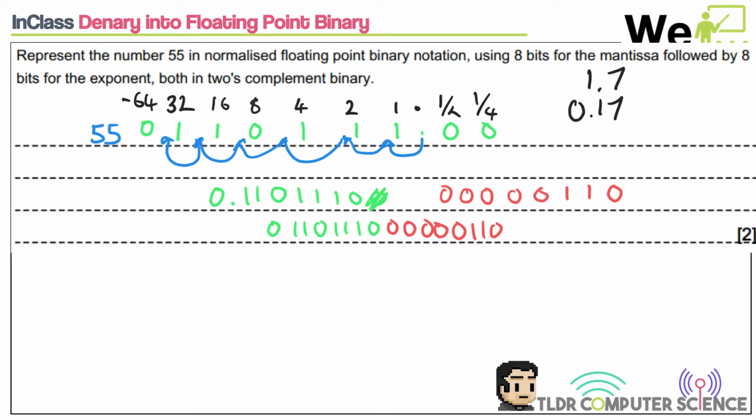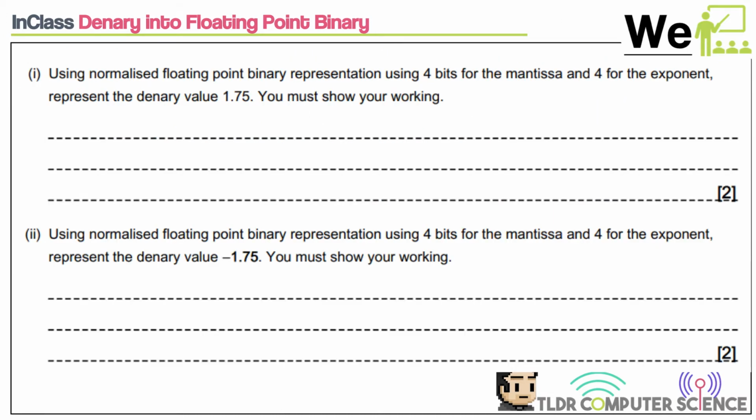That is little. Okay. We're continuing with our exploration of denary into floating point. This time, let's explore what might be different. A couple of questions. Using normalized floating point binary, like we just did before, but now with a 4-bit Mantissa and a 4-bit exponent, represent the denary value of 1.75. You must show your working.